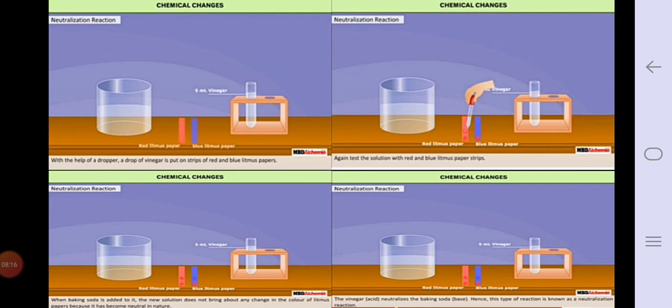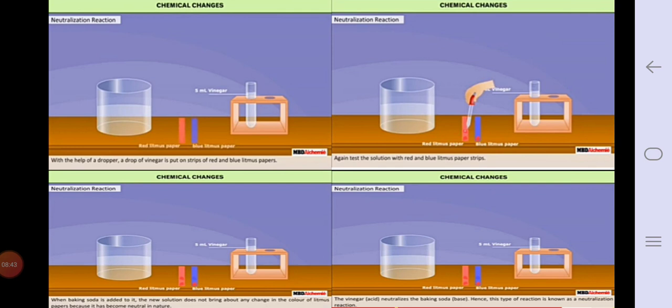A change in which one or more new substances are formed is called a chemical change. From these examples we understand that there is formation of new substances, and when there is formation of one or more new substances, that process is called a chemical change.